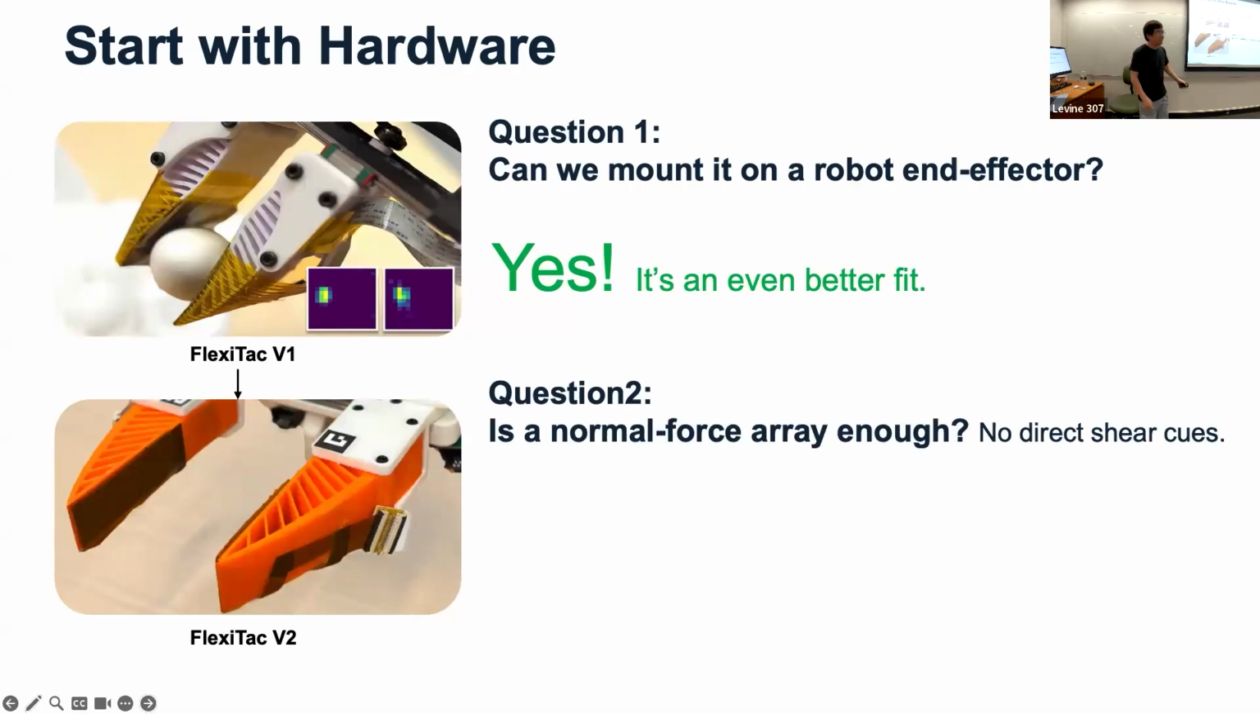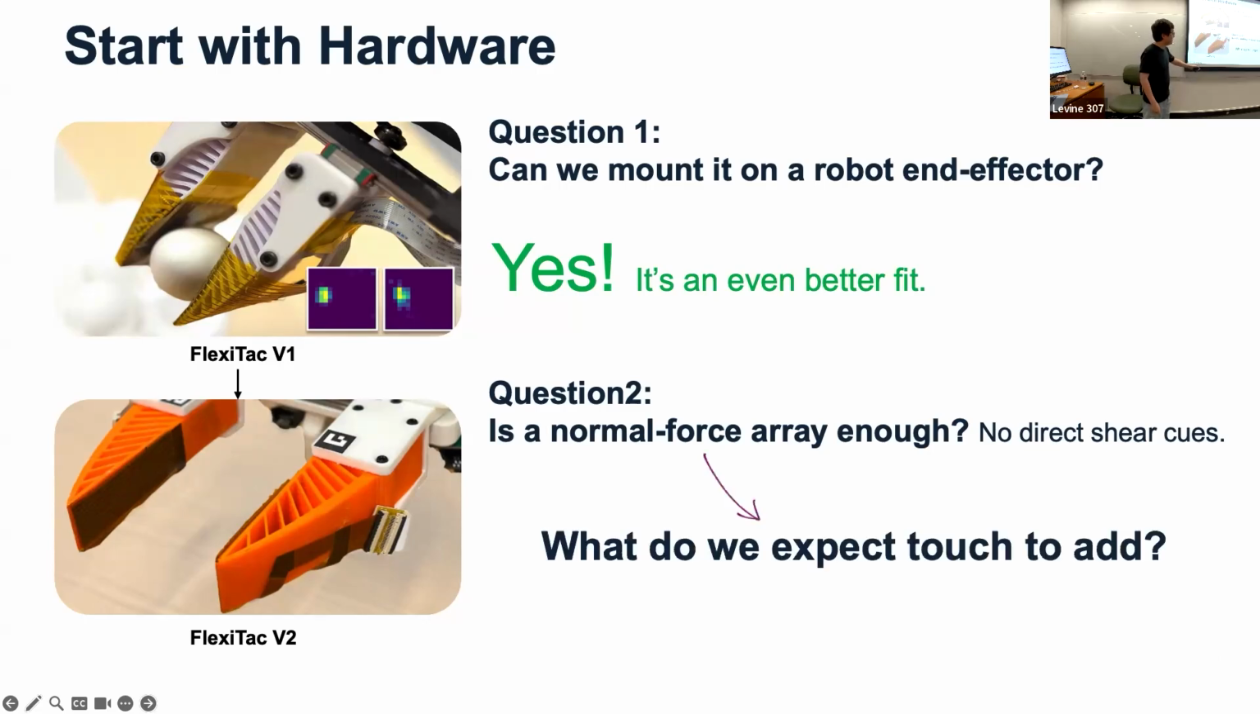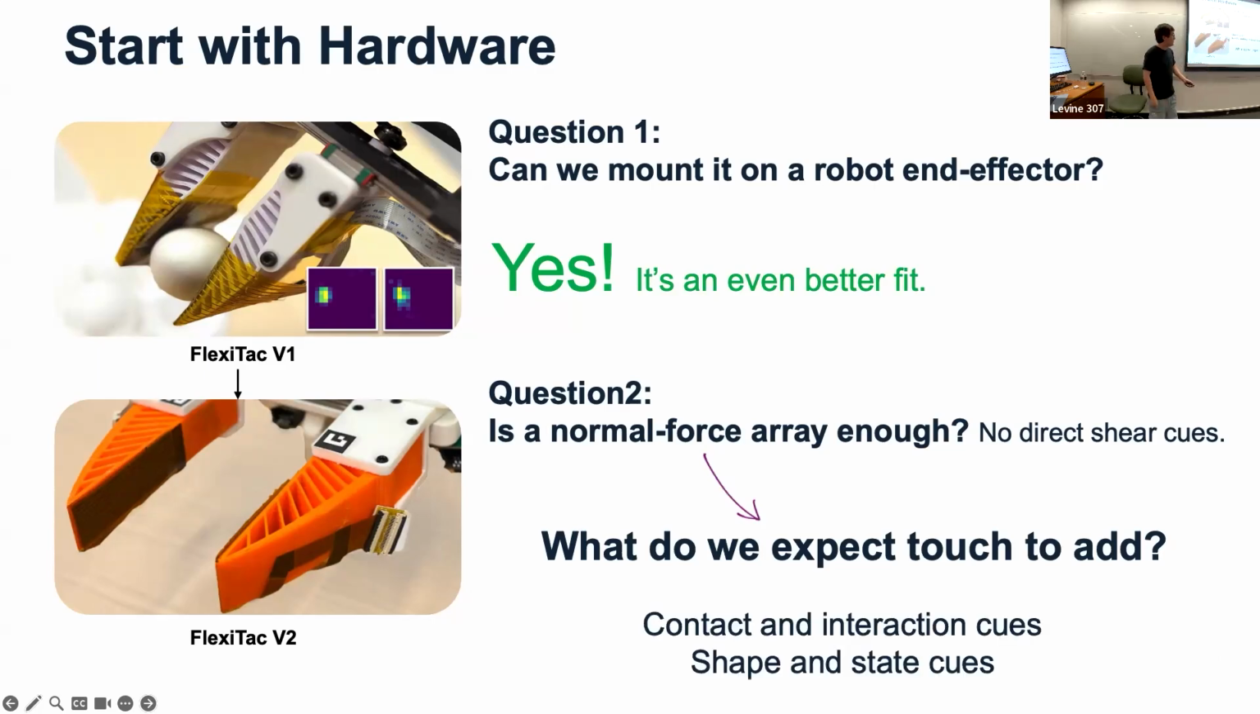Now let's look at the second question. Is a normal force array enough? Let's keep the second question in mind and listen to the following work. I think this question can be translated to another question: what do we expect touch to add to your policy? My answer is the contact and interaction cues, and the shape and state cues.